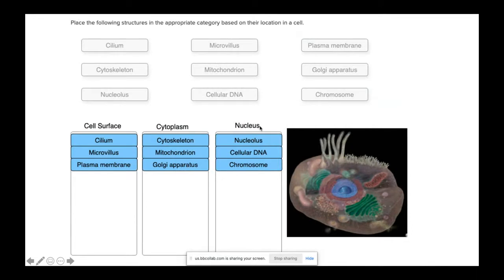Okay, this one, I think we did already, right? I think we did this one. This one popped up a second time. This was knowing whether certain structures are part of the cell surface, the cytoplasm, or the nucleus. We said if it's DNA, chromosomes, or nucleolus, those are all associated with the nucleus. If it was the cytoskeleton, like the microfilaments, the intermediate filaments, or microtubules, the mitochondria or the Golgi apparatus or any other organelle for that matter, that's part of the cytoplasm. And then the cell surface would be the plasma membrane, the microvilli, and the cilia.